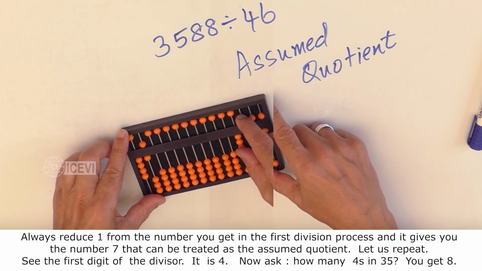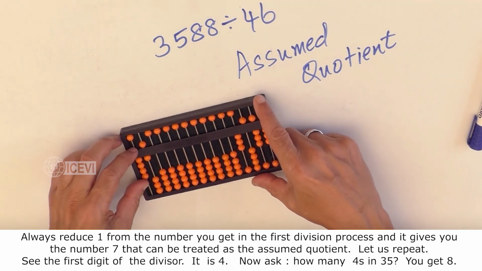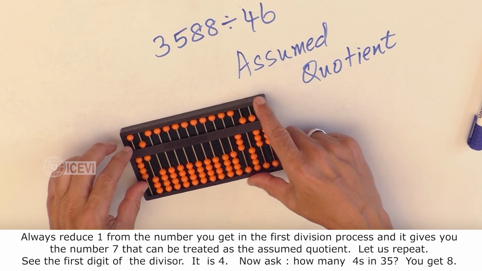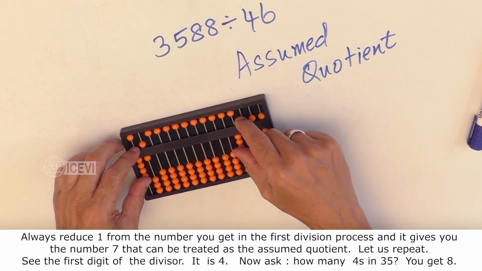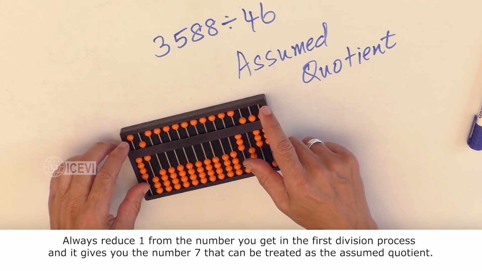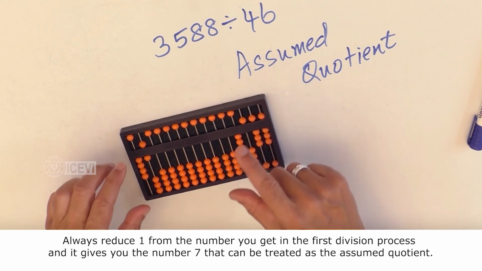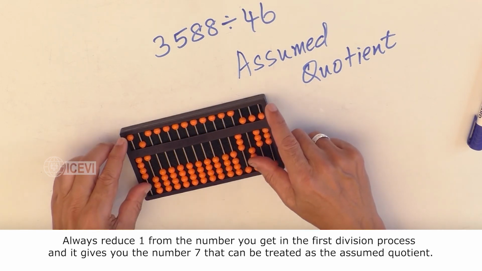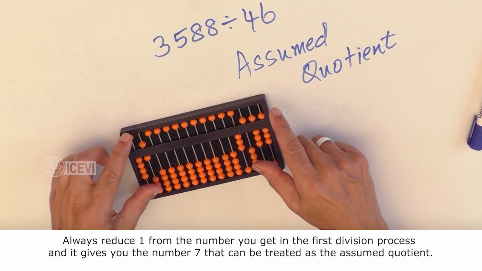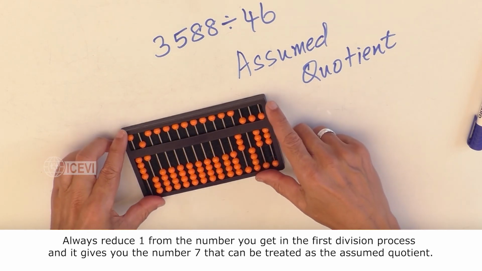Let us repeat. See the first digit of the divisor, it is 4. Now ask, how many 4s in 35? You get 8. Always reduce 1 from the number you get in the first division process, and it gives you the number 7 that can be treated as the assumed quotient.